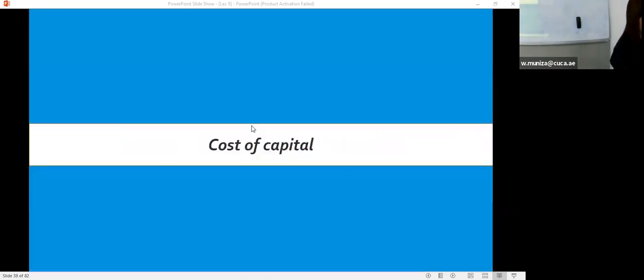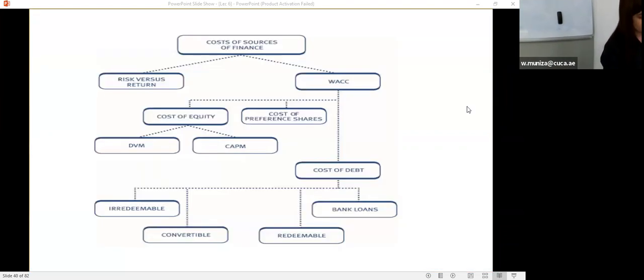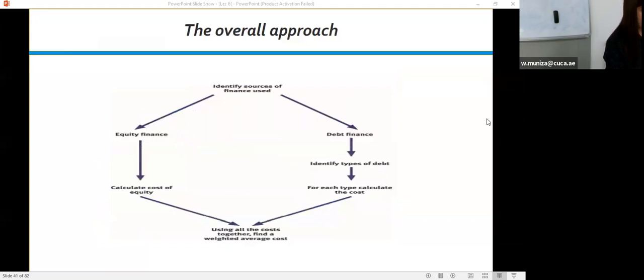Now, students, the real game is going to start, that is cost of capital. One question can be expected from this portion, that is about weighted average cost of capital. It's a must that you will be asked in the exam to calculate the weighted average cost of capital. It will become a part of the third section.